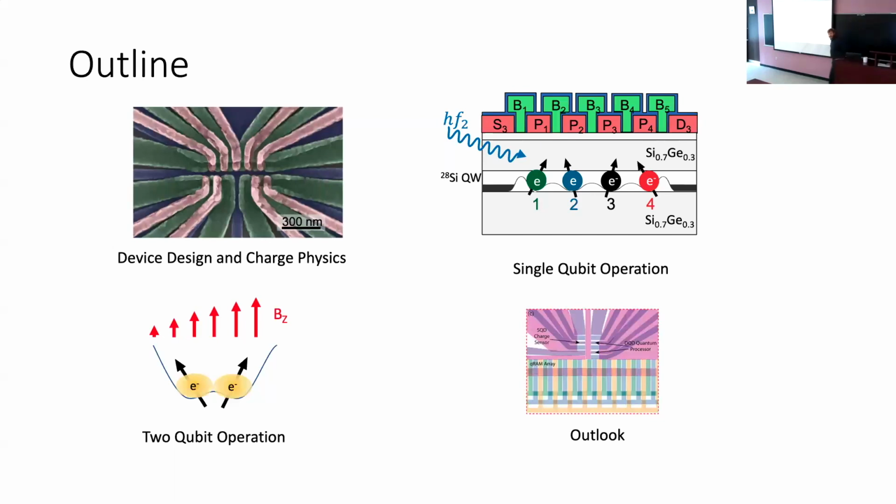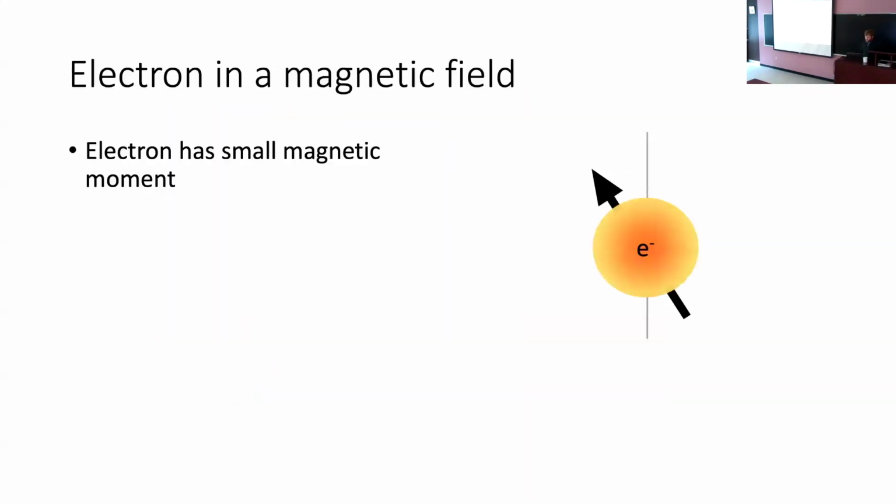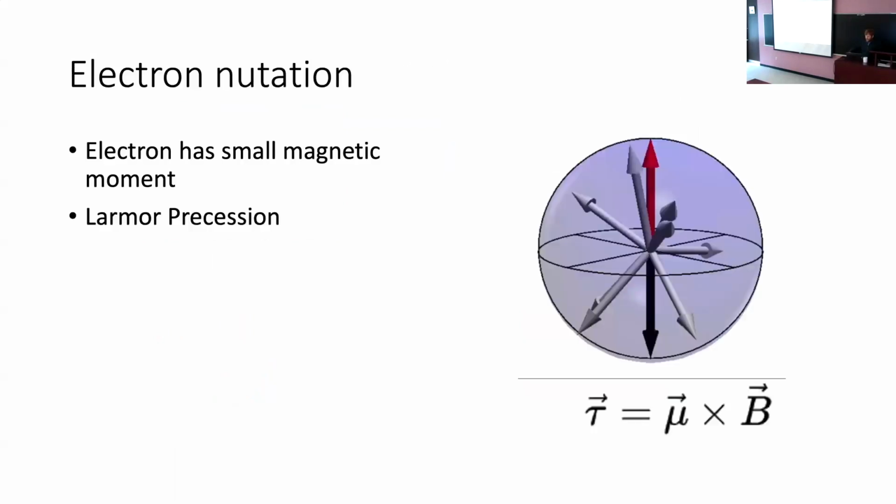But if there aren't, let's go on to single qubit operation. So we see how we trap individual charges. Now we want to manipulate them. And the way that we're going to manipulate them is that we're going to make use of that magnetic moment. If we think about an electron in a magnetic field, if it's got a small magnetic moment, we put on a field, it's going to experience a torque. It's going to want to precess. Okay. And this is just known as Larmor precession.